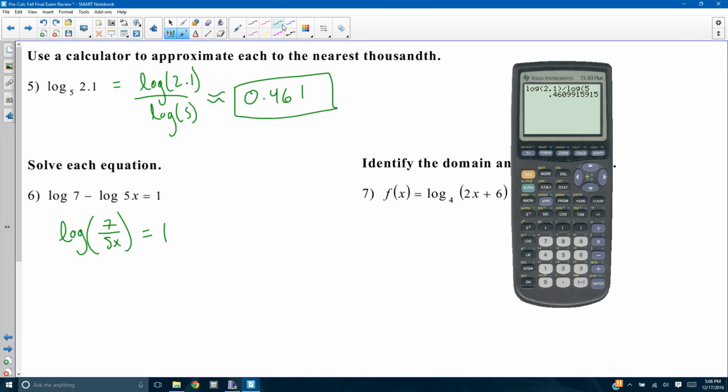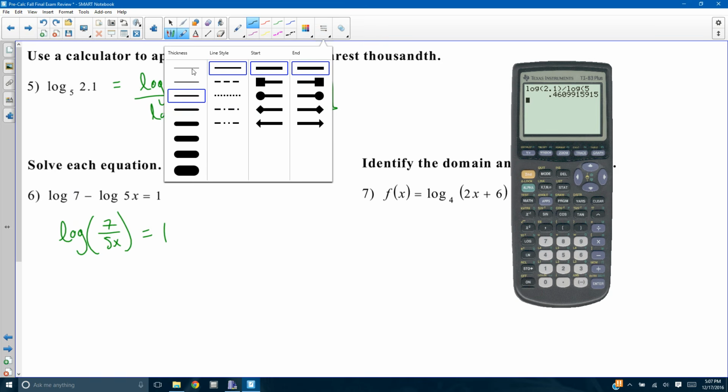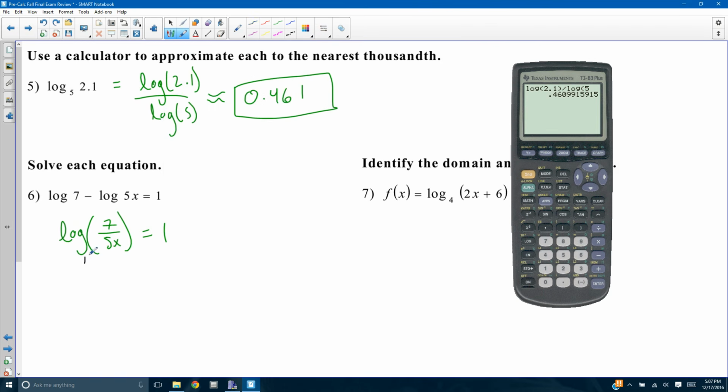Okay, what to do next right here? Well, you have to know what base you're referring to here. This is base 10. If it's not written, then it is, right? So in exponential form, this would be 10 to the first power equals 7 over 5x. All right. Multiply both sides by 5x there, and we'll get 50x equals 7. Divide, we'll get x equals 7 over 50.